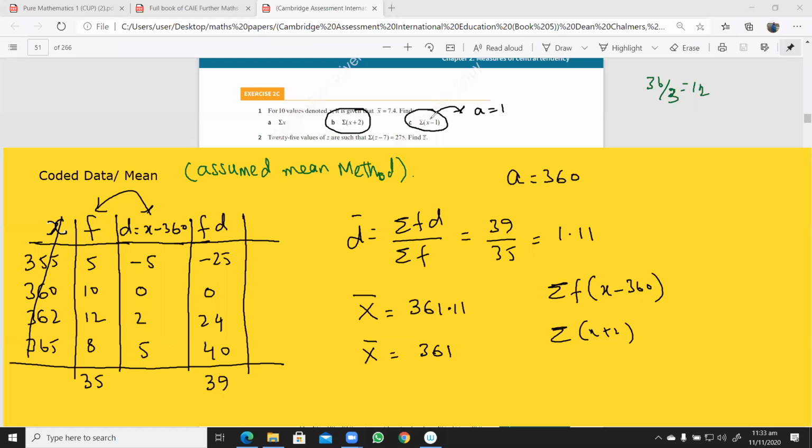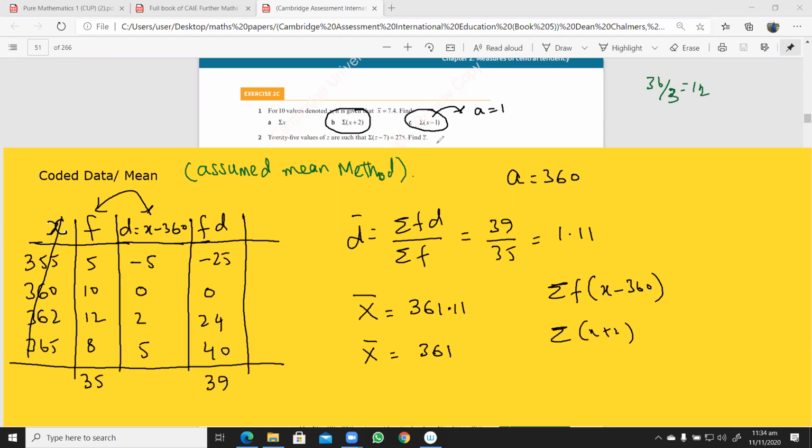You will find the mean and you will add 1 into it. You will get the original mean. You will find the mean. This data has been increased by 2. So you will take out 2 from that mean. So you will be getting the original mean.